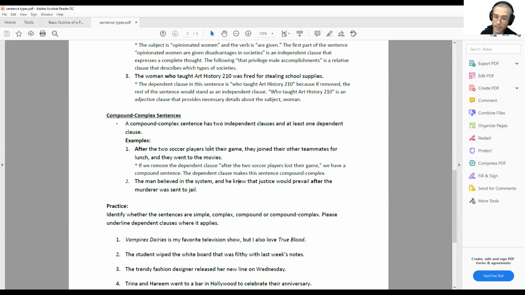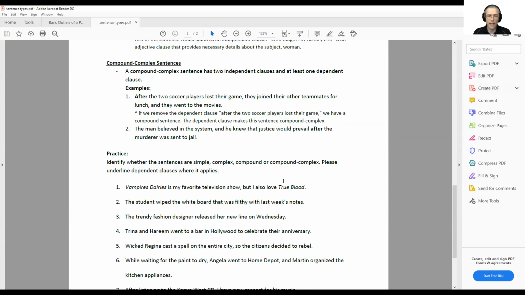The man believed in the system, so independent clause, and he knew that justice would prevail, another independent clause, after the murderer was sent to jail, a dependent clause. Notice here that with the dependent clause, if the dependent clause comes before the independent clause, it has to be offset by a comma. However, the dependent clause can also come after the independent clause, right? If it does so, then you do not need the comma, right? The justice system would prevail, no comma, after the murderer was sent to jail.